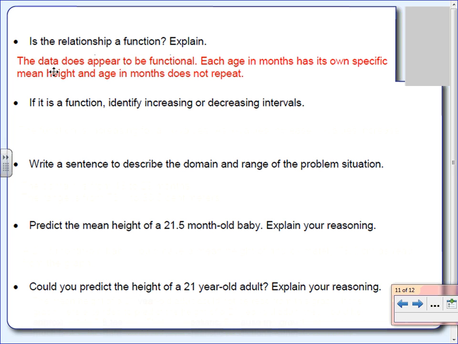Let's see here. The next one. If it is a function, which we said it is, identify increasing or decreasing intervals. So look at your graph, guys. Would you say that this is increasing, decreasing, or would you say both things are happening? It's increasing. Do you see any decrease in the graph? No. So right here what we have is increasing, and it increases for all of our x values. You'll notice in your table as the x's get larger, the y values are also getting larger.